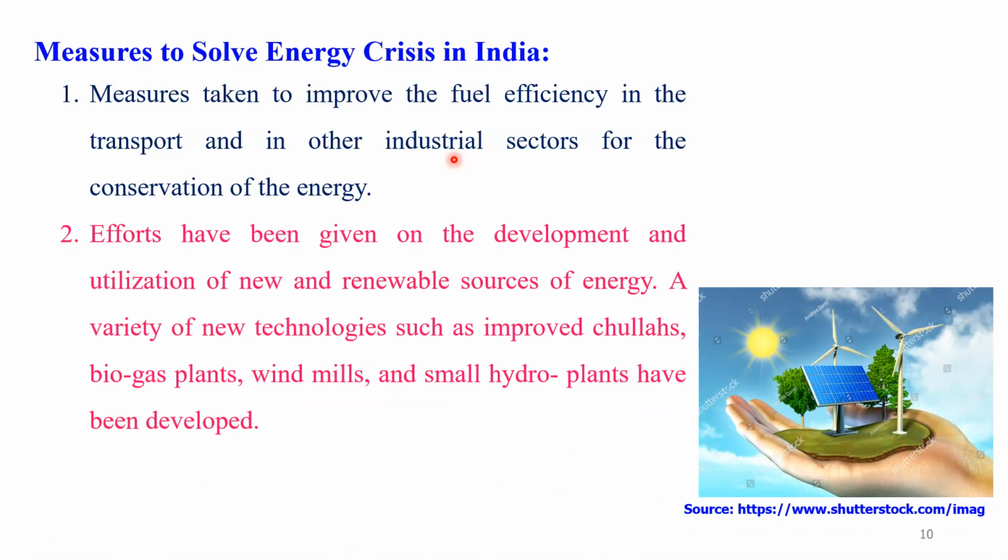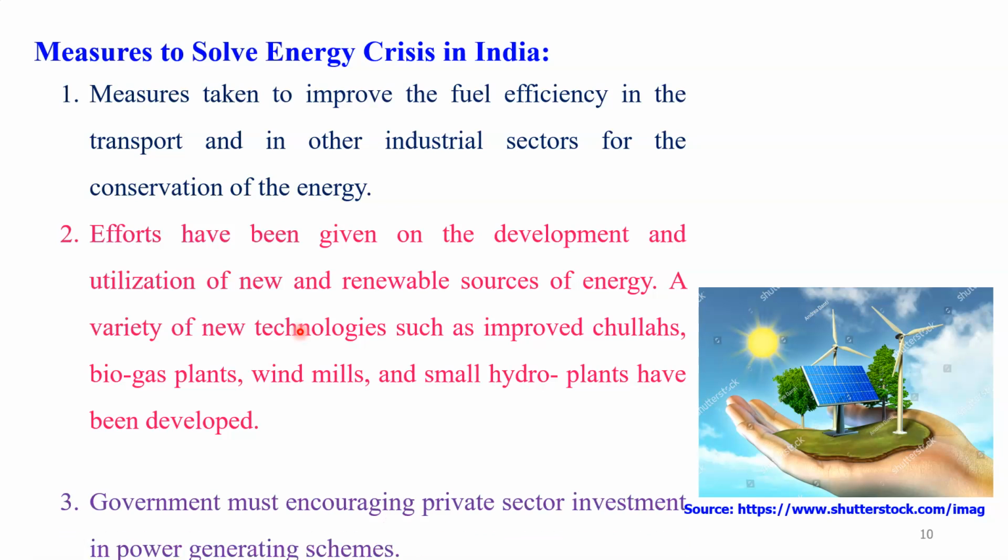Then the second important measure is the effort given to the development and utilization of new and renewable sources of energy. A variety of new technologies such as improved solar, biogas plants, windmills, and small hydro plants have been developed. And if we are able to do all these things, definitely we can minimize the intensity of the energy crisis that we observe in India.